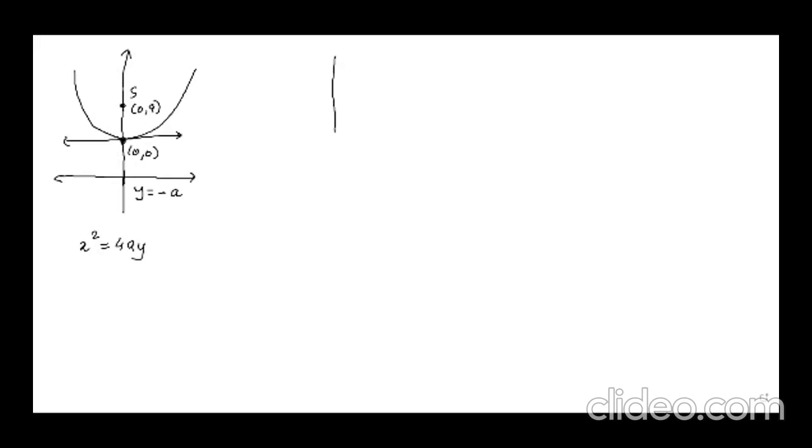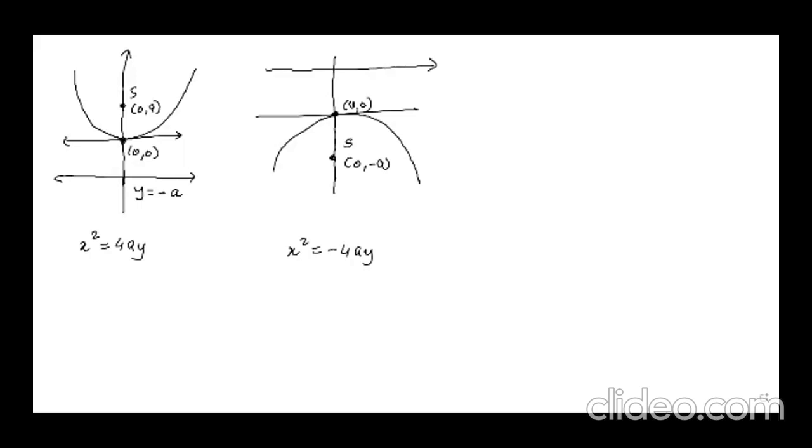And if my parabola opens towards negative y-axis, then in that case my equation will be x square is equal to minus 4ay. In that case, my focus will be 0 comma minus a, vertex will still be 0 comma 0, whereas this directrix will be y is equal to plus a, right? So this is how we conclude our four different cases of a parabola: two where our axis of parabola was x-axis, and in these two cases our axis of parabola is y-axis.